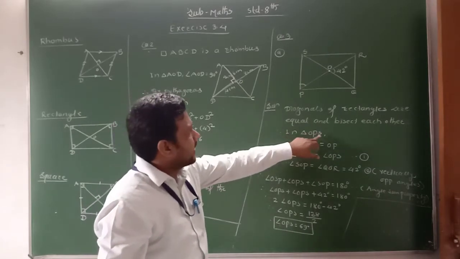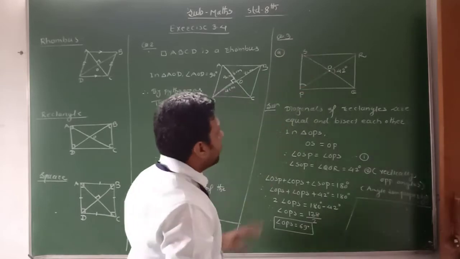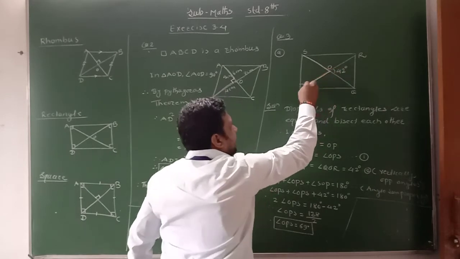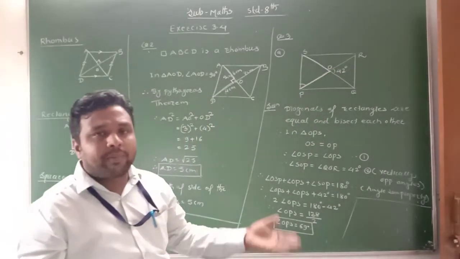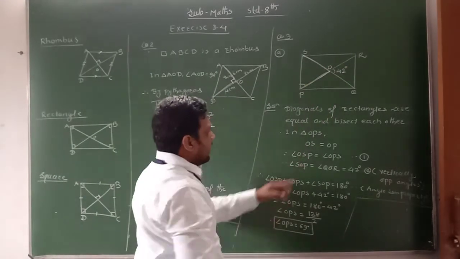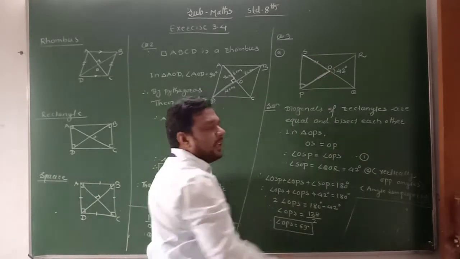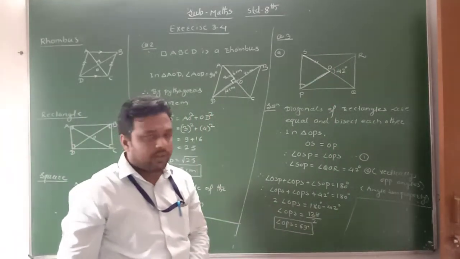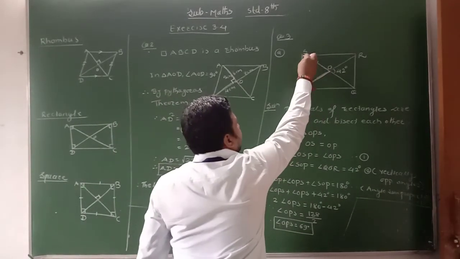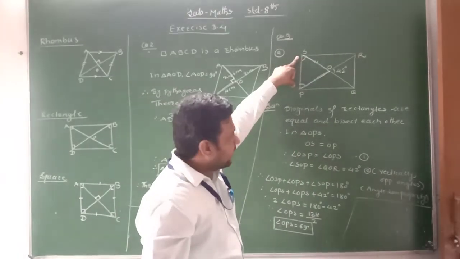In triangle OPS, here I take this triangle. OS is equal to what? OP. Diagonals are equal and they bisect each other. Therefore, here we get OS is equal to OP. If these two sides are equal in this triangle, then angle opposite to congruent sides are equal. Therefore, we write angle OSP, this angle is equal to angle OPS. Okay, that we have to find.